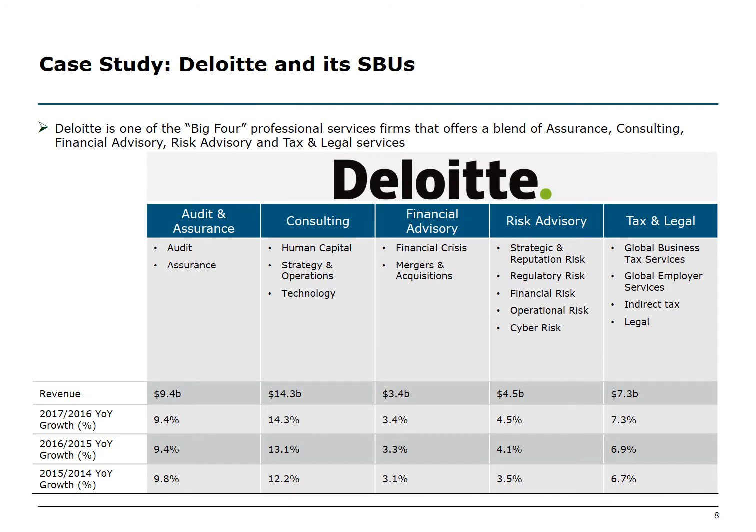Now let's apply the matrix to a real-world example. So Deloitte is one of the big four professional services firms. It offers a blend of assurance, consulting, financial advisory, risk, and tax. Within each of these main strategic business units, there's a range of subdivisions where specific services are being offered.